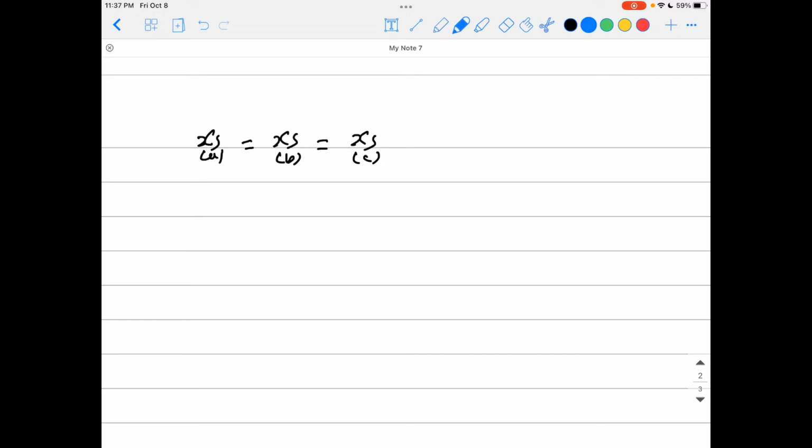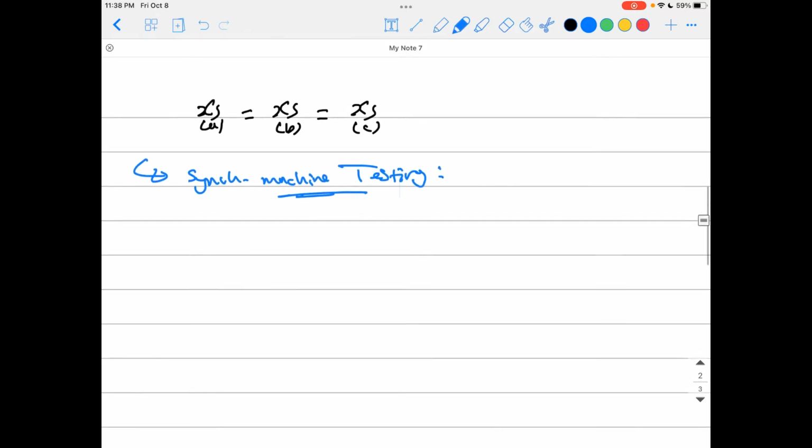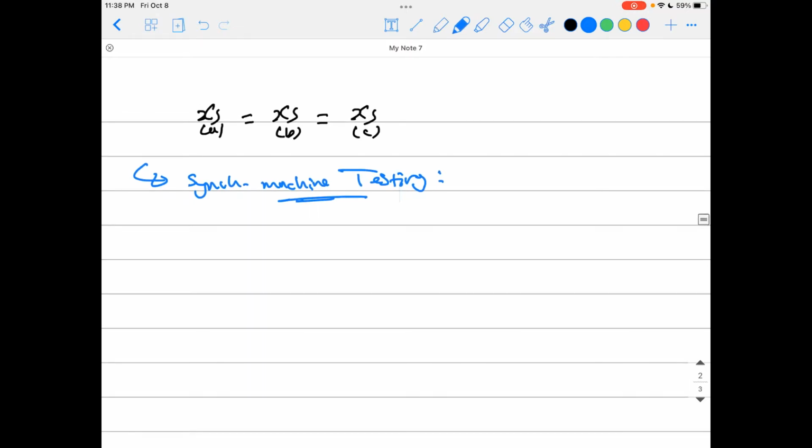So how to do this? Like I said, through what we call the synchronous machine testing. So we need to perform some laboratory tests to find those parameters, RA and XS. Okay guys, so I'll start by finding RA.